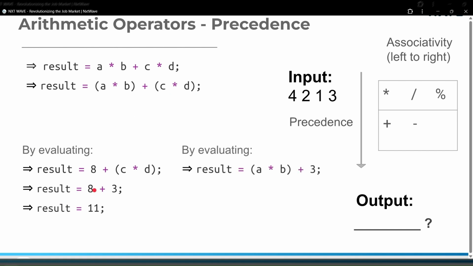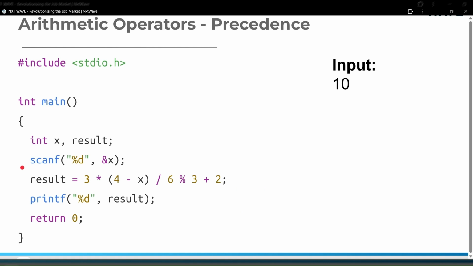But there are two processes, the same. You can evaluate first c into d or a plus b. Your choice. I prefer mostly the first one. The output will be the same. Why? Because you will go step by step.